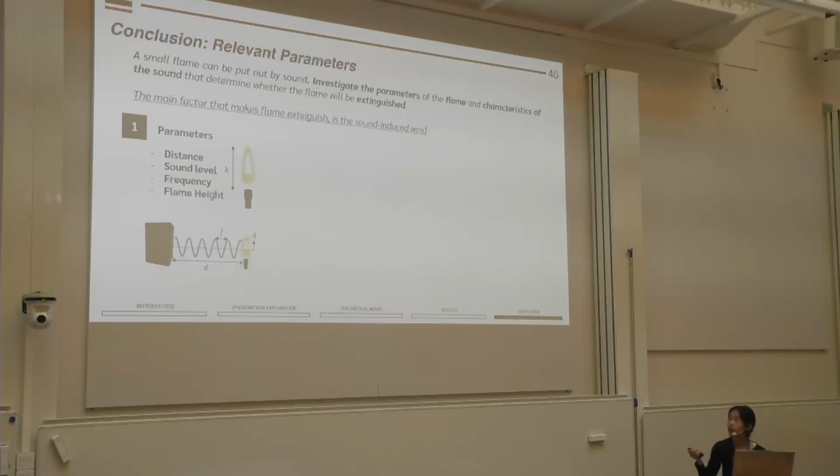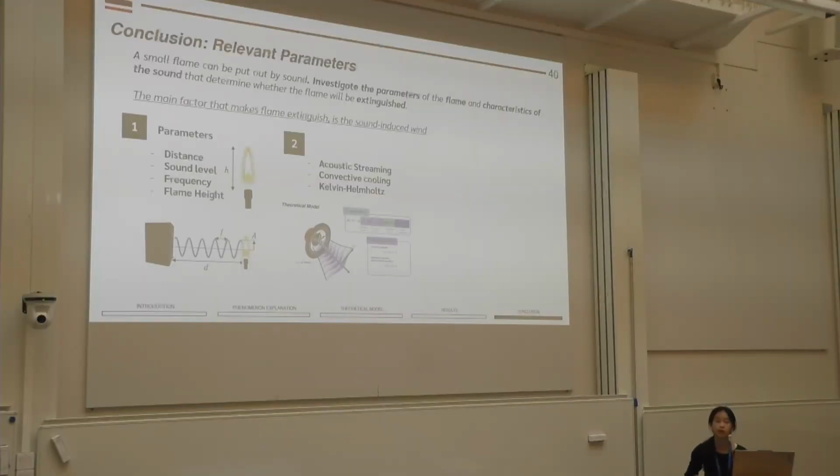In our experiment, we observed the parameters which are distance, sound level, frequency, and flame height. Through that, we investigated how the flame is extinguished utilizing acoustic streaming, convective cooling, and the Kelvin-Helmholtz instability. Acoustic streaming is the wind induced from the speaker, and convective cooling is that wind helping remove heat from the fire, therefore causing extinguishment.